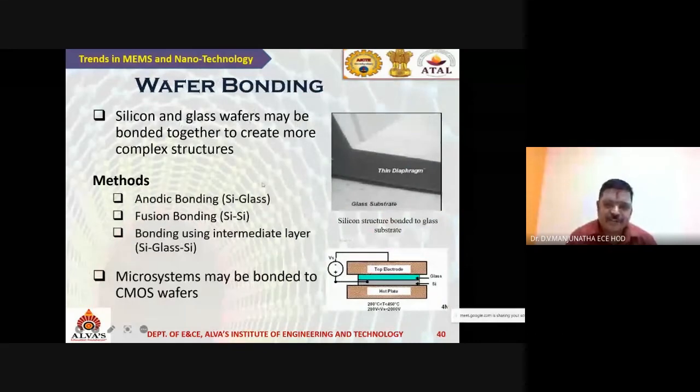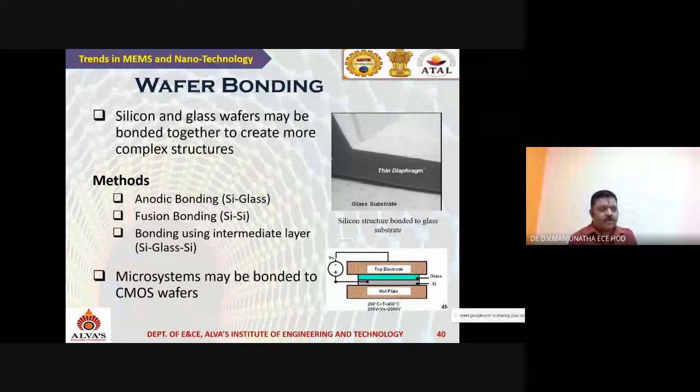Wafer bonding. See, wafer bonding means electronics and mechanical parts have to be combined in MEMS devices. So the electronic part will be done with IC technology on one wafer. Mechanical micro machining can be done on another wafer.